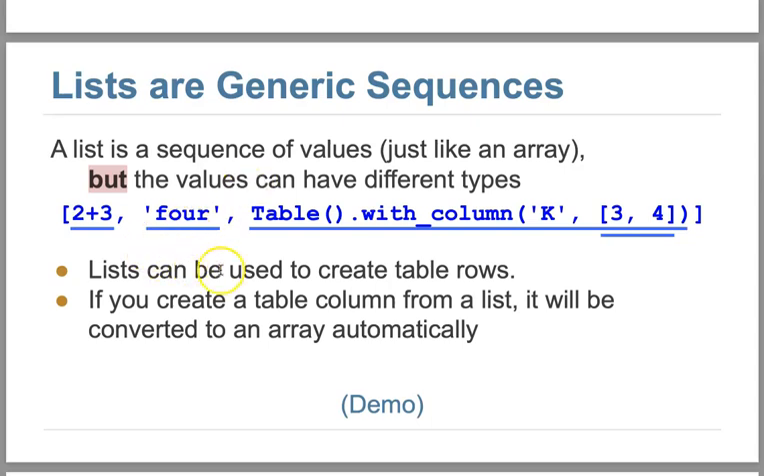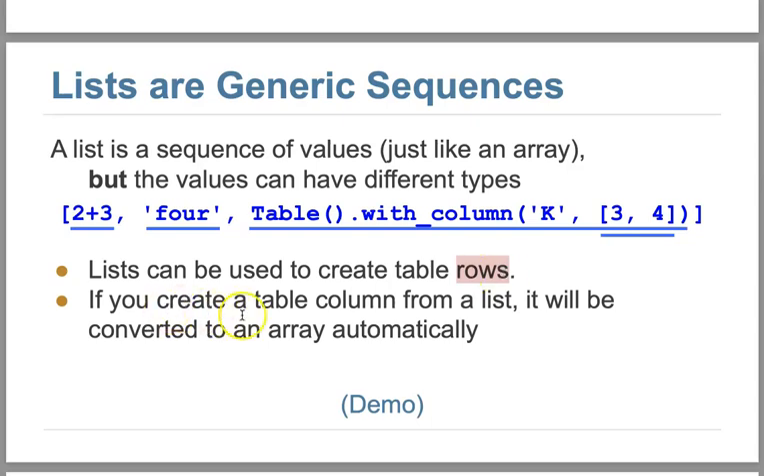So can the list be used to create table rows? Yes, it can. Why? Remember, in a table each row is an individual, and each individual has a value for all columns. The columns are not necessarily the same type. So if we want to know the content of each row in the table, we will return a list.